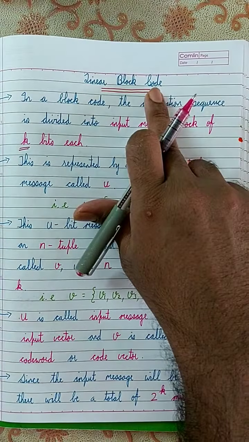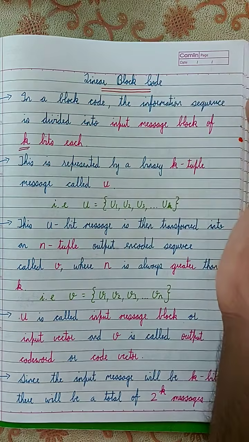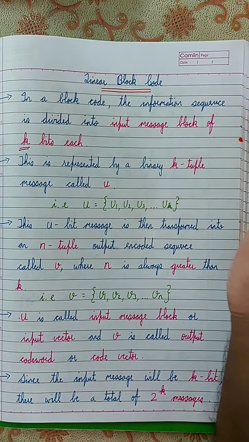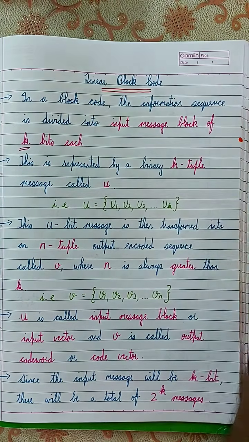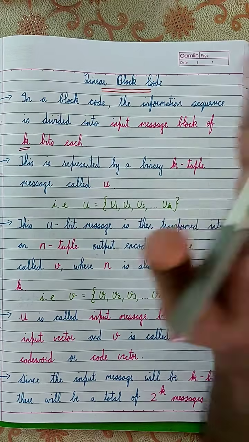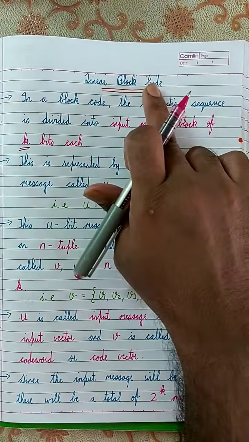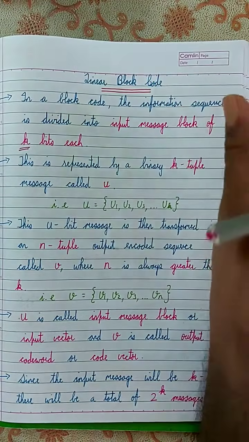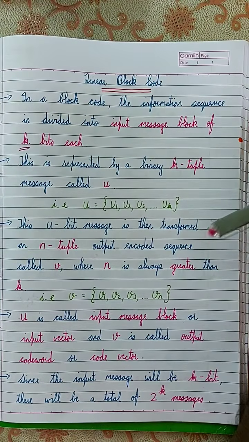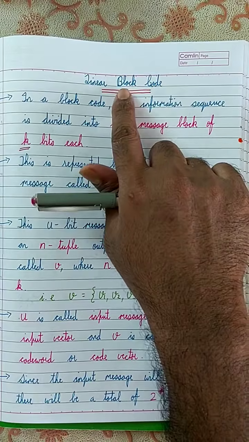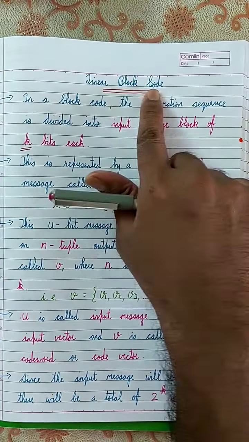We all know what a code is, and what coding is. Coding is the transformation of a message into an encoded message, a transformation of a message into a code word. That is what is called coding. So a code or a code word is the transformed message. Now, what is the meaning of block code? Let's look at it.